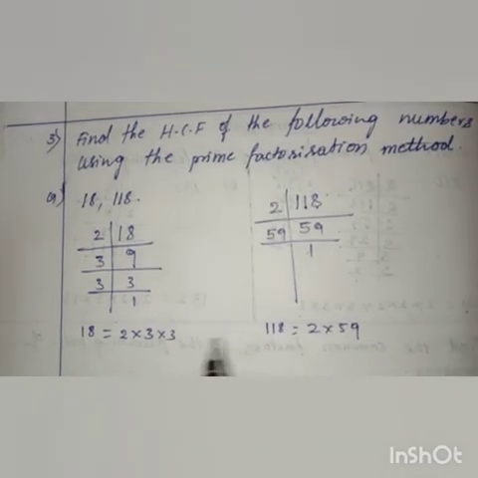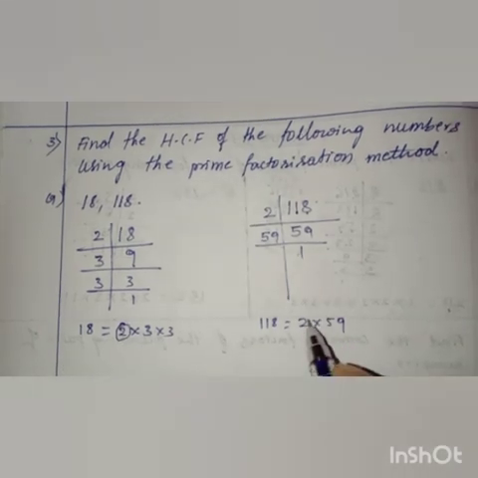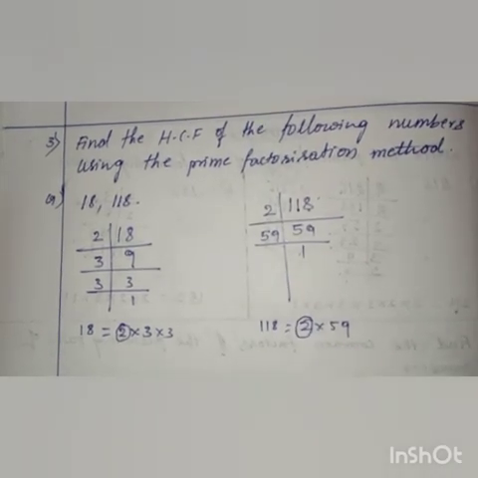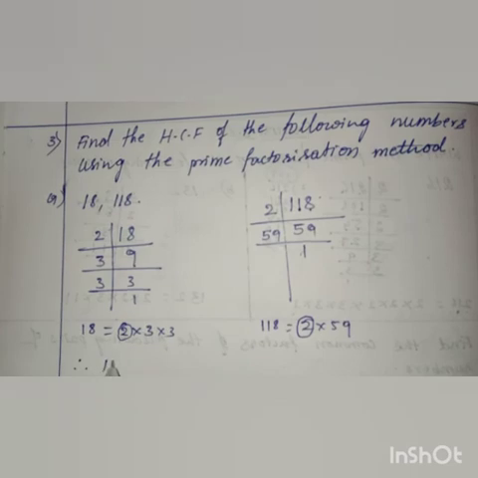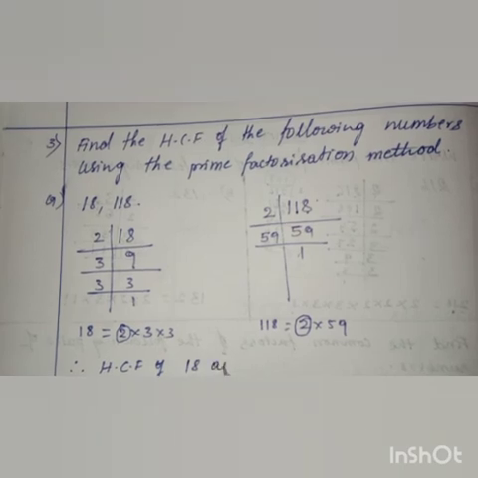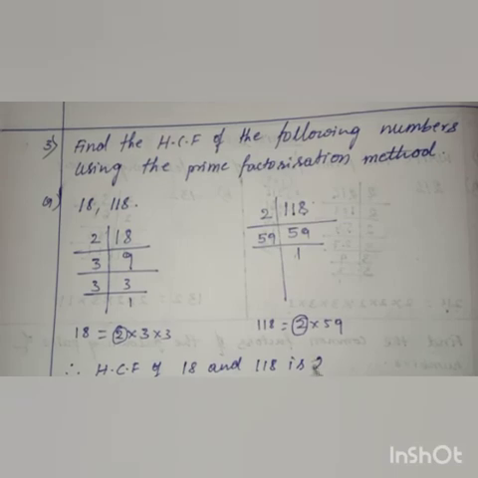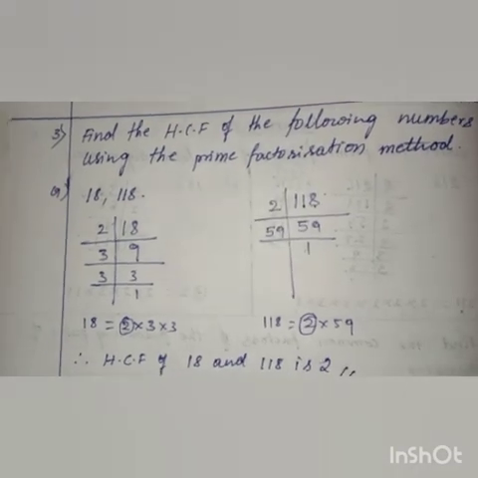Now in these two sets of factors, which is common? 2 is common in both, right? So therefore the HCF of 18 and 118 is 2. Got it, children?